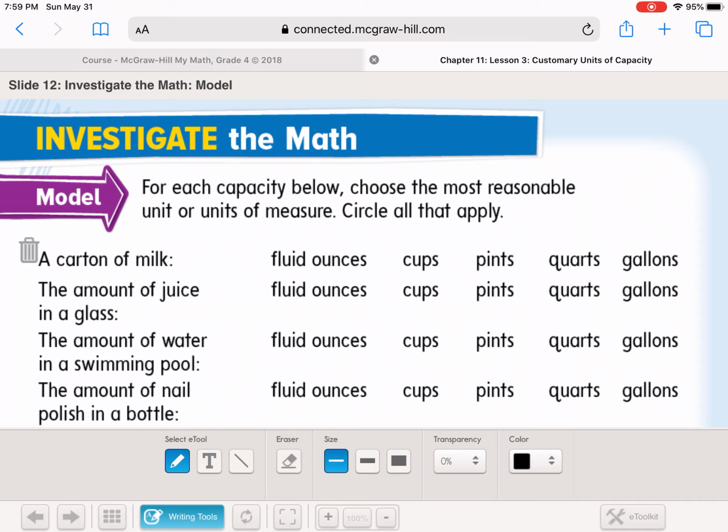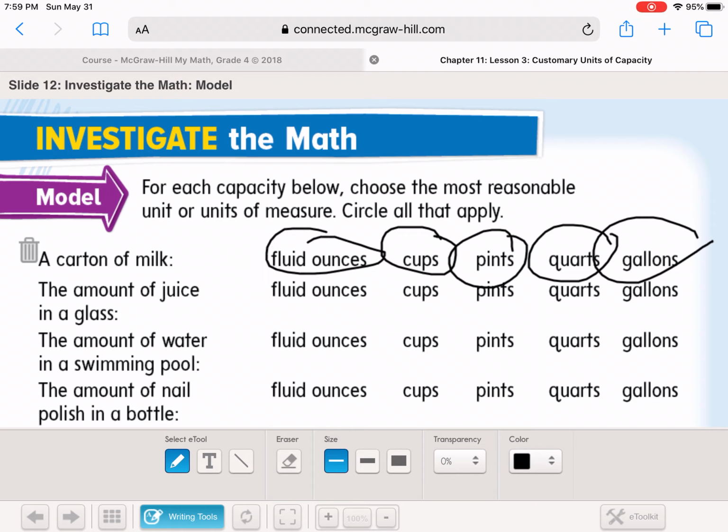So would we measure it in fluid ounces, cups, pints, quarts? Let's see if I can circle. So we would probably do cups. We would do pints. I bought a quart of milk today. And I also buy it in gallons. And I guess fluid ounces too.